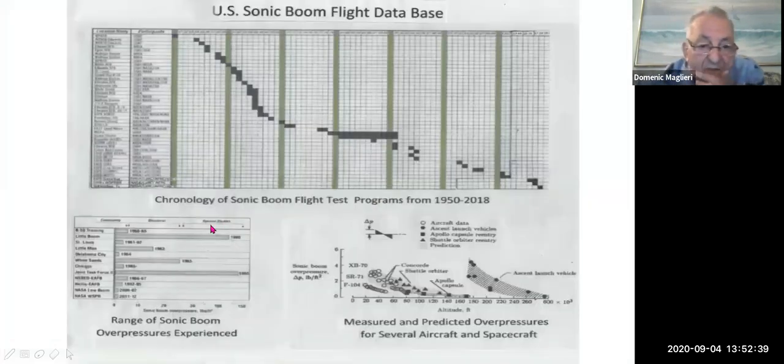This is a summary of the US database, a little busy, but we'll go through it pretty quick here. These are the test programs. These are the participants: NASA, FAA, Air Force, and so forth. And these are the decades, starting from the 50s, that these activities took place.